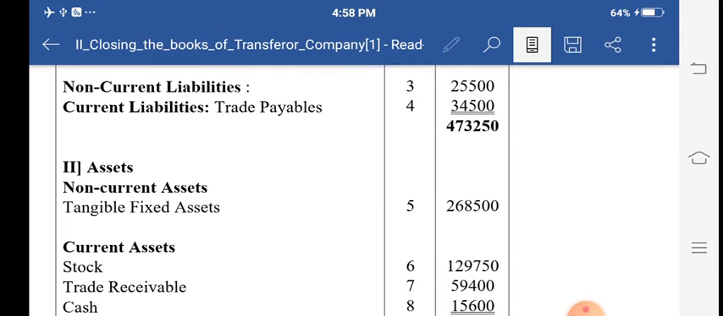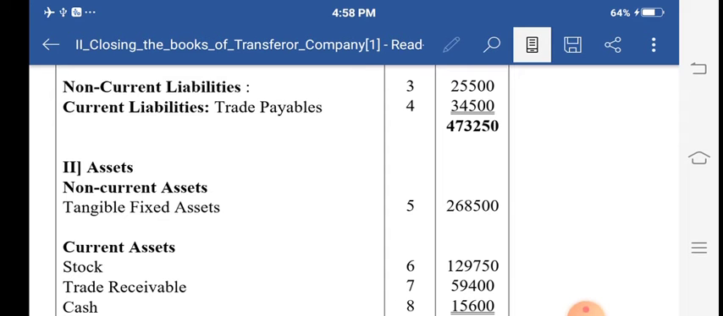So while preparing the balance sheet, we have to combine and merge both the companies. I hope you understand. This problem is related to the merger method. Now it's finished.